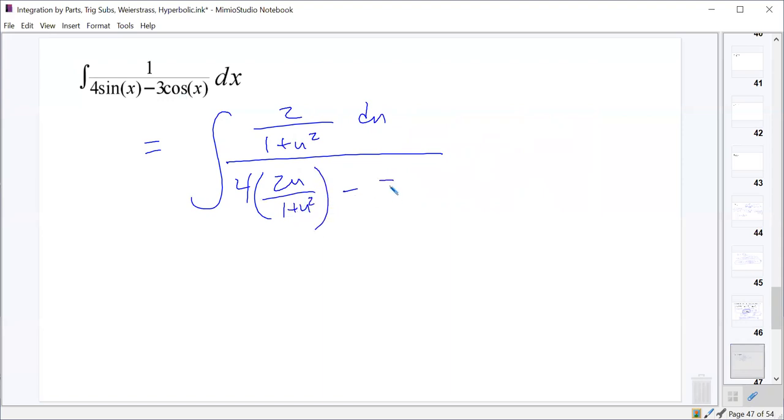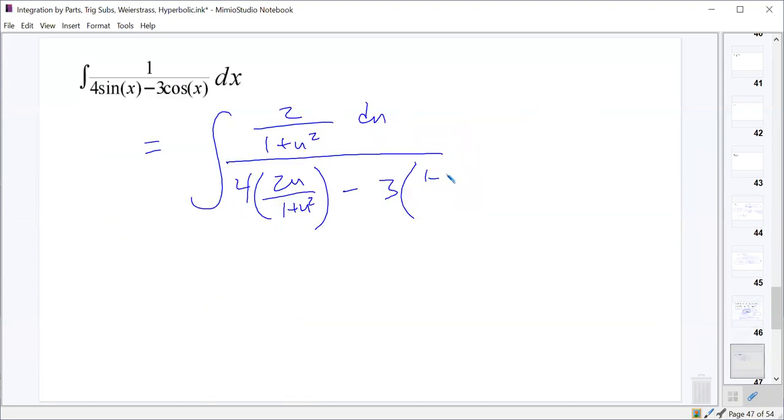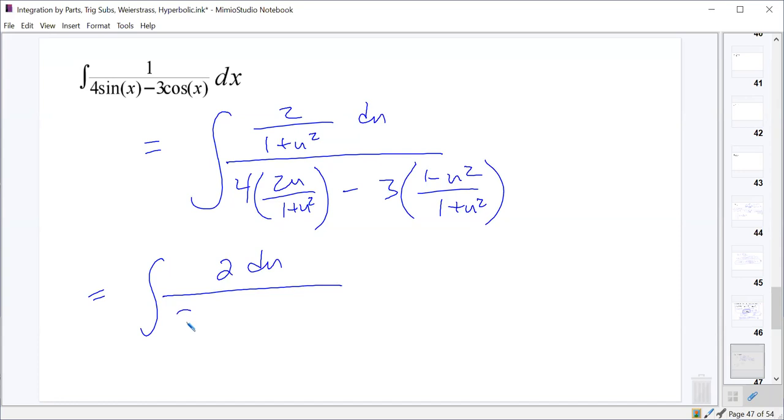And we had a minus 3 cosine x, and our cosine x was 1 minus u squared over 1 plus u squared. And what happens to that now? Do the 1 plus u squareds get canceled out? They should all cancel out, exactly. So that should just give us an integral of 2 du over 8u minus 3 plus 3u squared du. I already have the du written there.